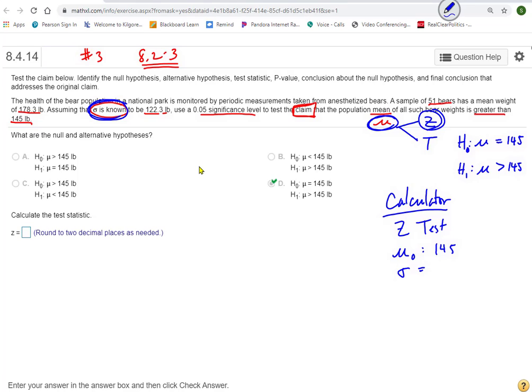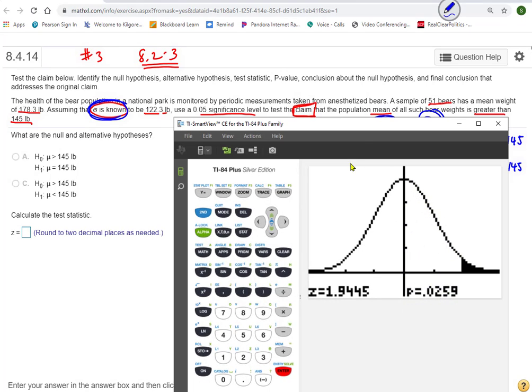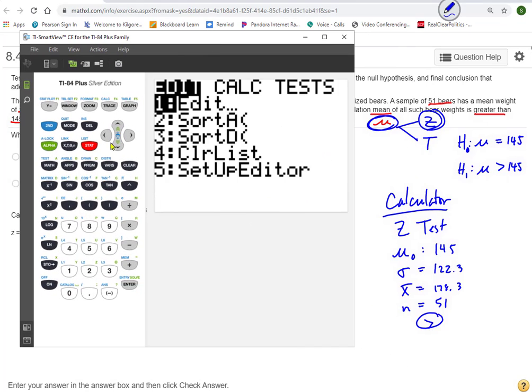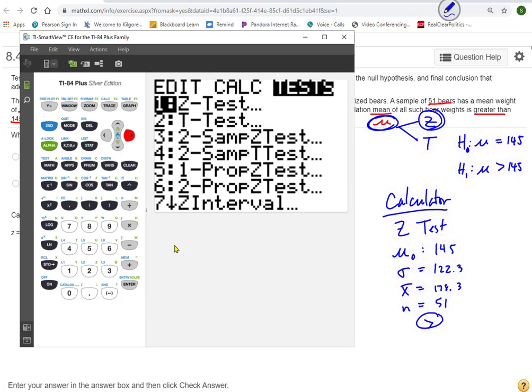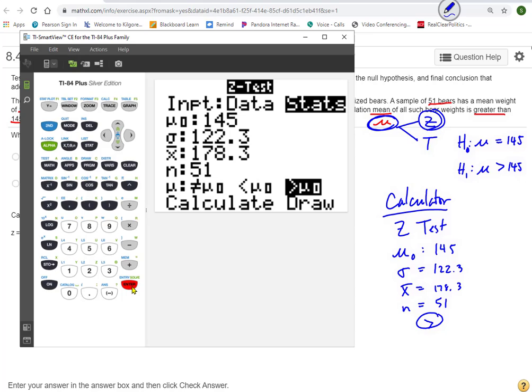The sigma is given to be 122.3. The X bar is from the sample of bears, so that's 178.3. N is the number of bears, so that's 51. And the last thing we need to know is the symbol, so we're going to choose the greater than symbol. I've actually already put that into my calculator. And so stat tests, number 1 is the Z test. So if you need to pause for a second, you can plug all those in. Make sure that you've got it all there. So pause if you need to.